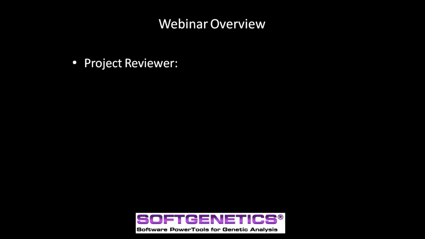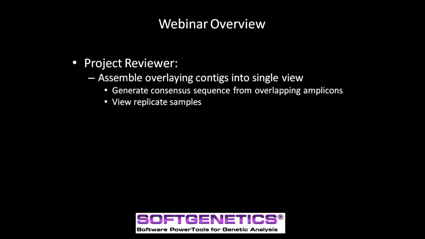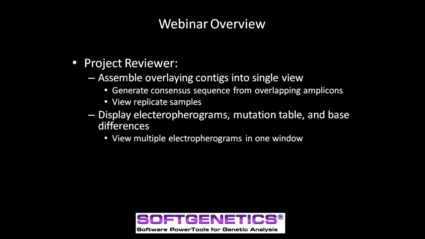To start off, we will go over the functionality of the Project Viewer, which is a tool used to view overlapping amplicons. Not only does it offer an overlaying contact view, it also generates a consensus sequence from the amplicons. The tool can be used to view multiple replicate samples in one window. The Project Viewer displays the electropherograms, mutation table, and base differences for each sample.